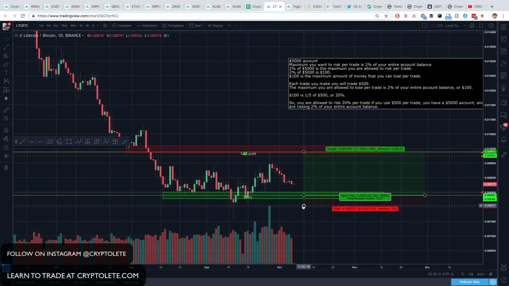You're not going to lose $100. You'll only lose $25 if you have, say, a 5% stop loss on a $500 trade. 5% of $500 is $25. So you're still well below your $100.